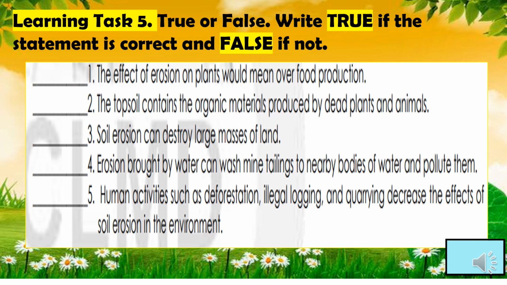Number 3, soil erosion can destroy large masses of land. Number 4, erosion brought by water can wash mine tailings to nearby bodies of water and pollute them. Number 5, human activities such as deforestation, illegal logging, and quarrying decrease the effects of soil erosion in the environment.